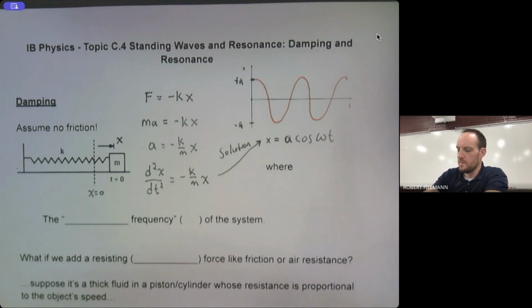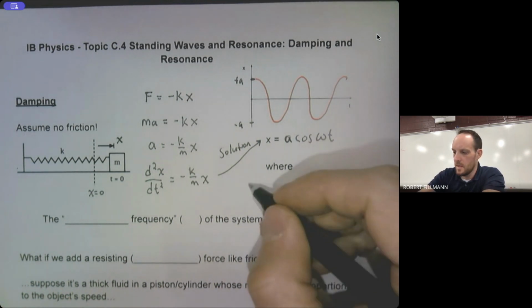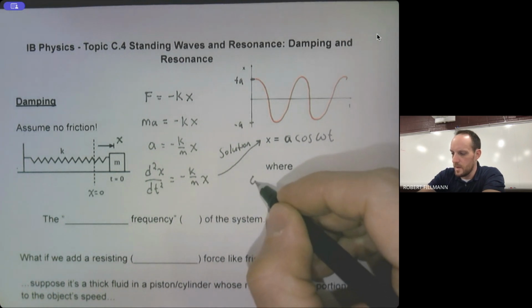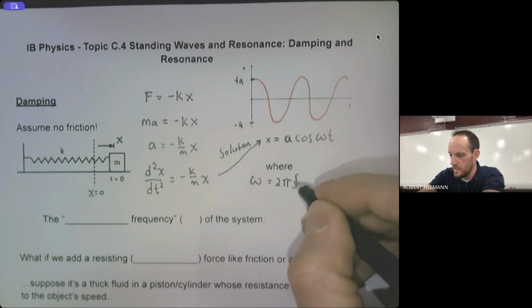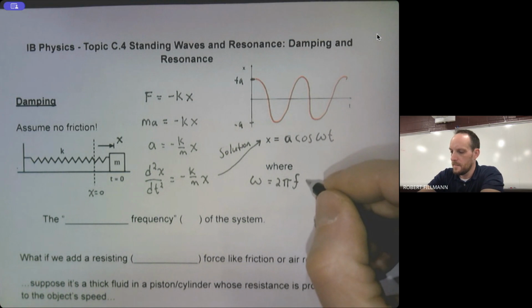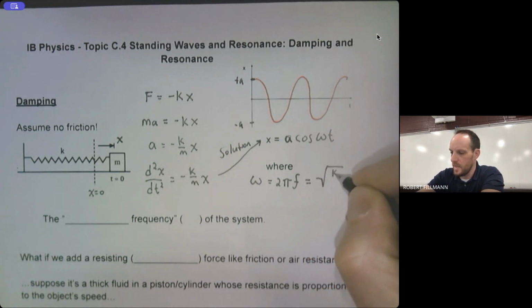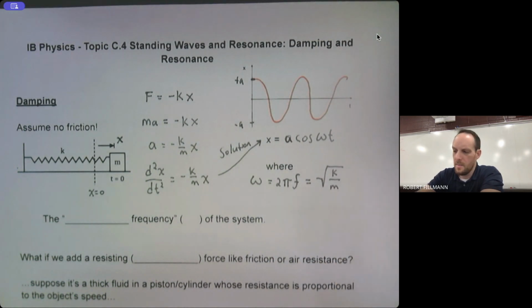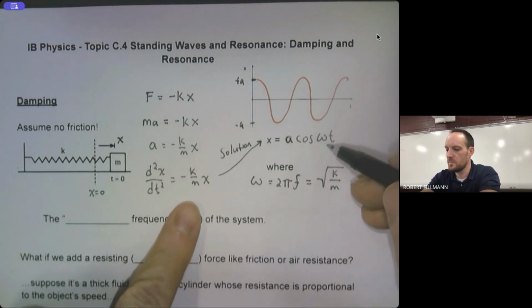Now, in this cosine function, we've got the omega, our angular frequency, the rate at which this thing oscillates. Omega is equal to 2 pi times the frequency, because every oscillation corresponds to 2 pi radians, and for the spring mass system it is equal to the square root of k over m. And again, that's on the IB data sheet. We looked at that earlier with simple harmonic motion. But you can see that the k over m is coming out in here. It's the constant in my trig function.